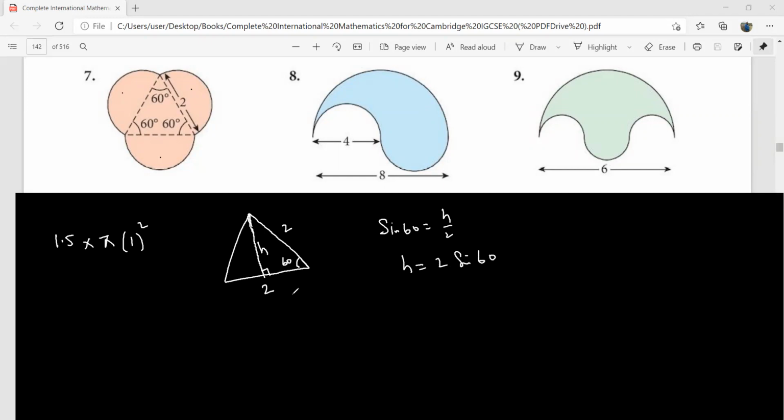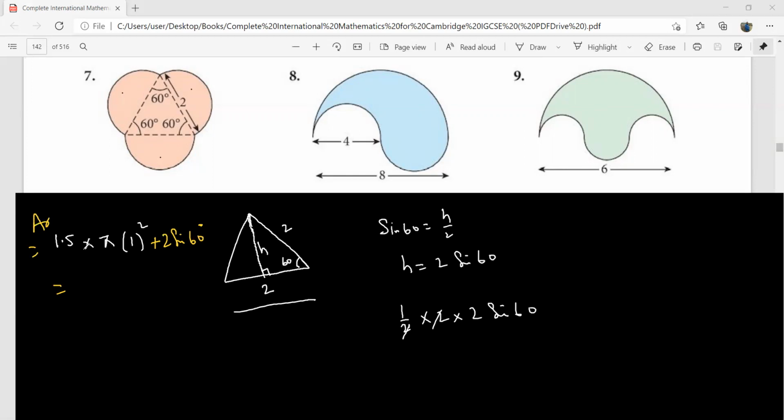So this way you can find the area of this triangle, that is going to be half into this base, which is 2, and the height is 2 sine 60. Okay, so don't use the calculators yet. So the total area over here is going to be 1.5 times pi into 1 square plus 2 sine 60. Okay, and now you can use your calculators to find this area. So that is the area in this seventh question.